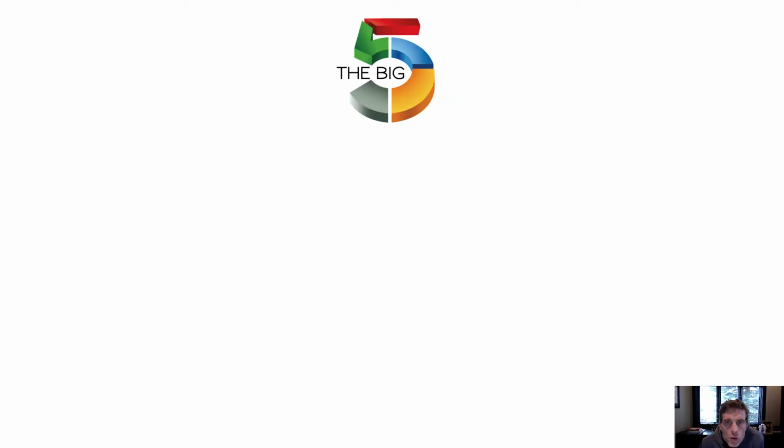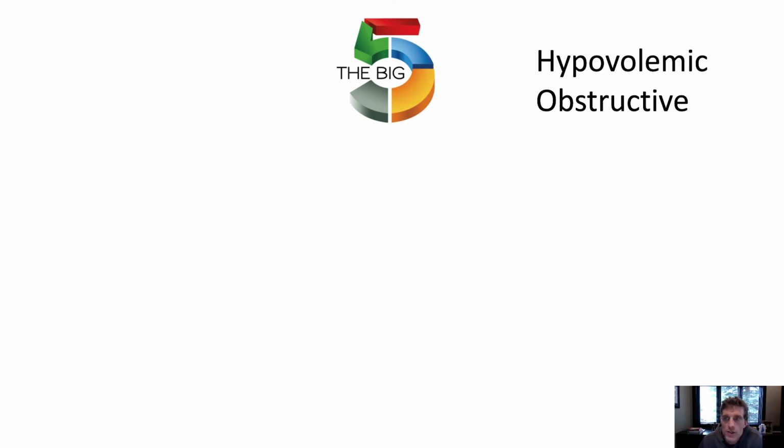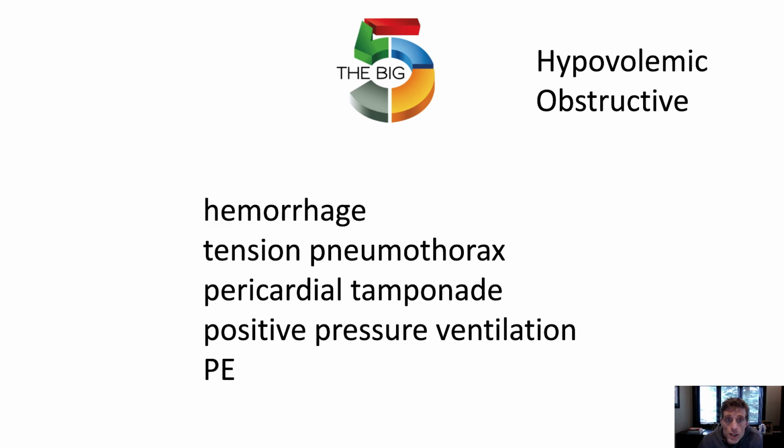Okay, so you have this patient that's acutely in shock. It could be trauma, could be non-traumatic. There's a finite list of causes of shock that you can do something about right here and now. Okay, so let's go through this. They're all either hypovolemic or obstructive. So the first one, hemorrhage. What can we do about hemorrhage?